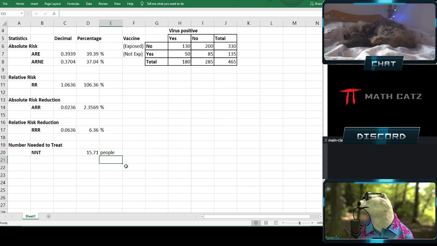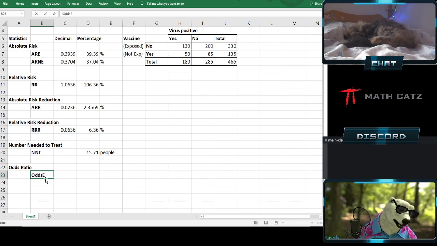Different ways of saying the same thing. And last up, we have the odds ratio. Now for the odds ratio, I want to calculate the odds, maybe two D's, right? Odds for my exposed group. Now I'm just going to calculate the decimal. I guess you could do both.